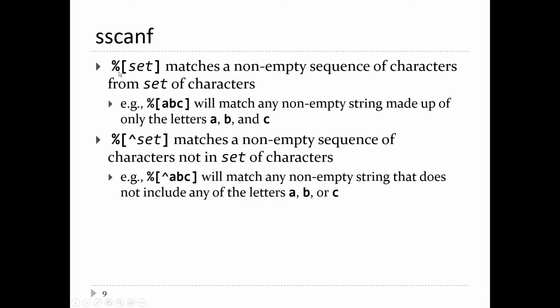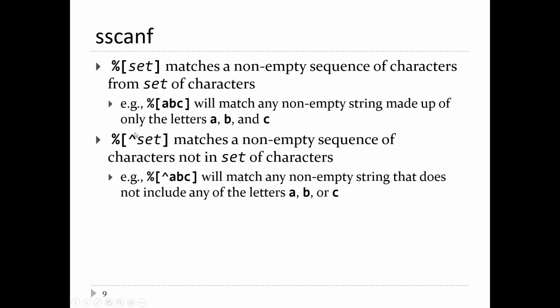The square brackets: you put a set of characters inside the square brackets. So %, opening square bracket, some characters, closing square bracket, matches any non-empty sequence of characters made up of the characters inside the square brackets. So for example, %[ABC] matches any non-empty string made up of only the letters A, B, and C. Right? So AAA, ABC, CBA, anything like that will match this conversion.